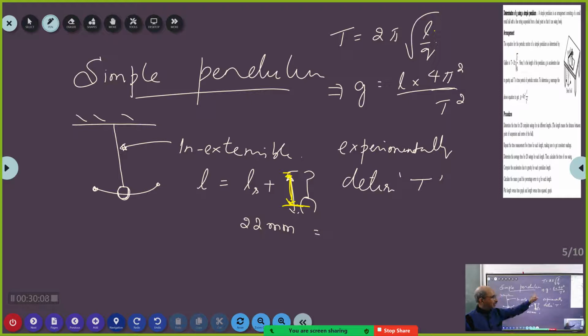In this experiment, you are going to determine the period, right? So what are you going to write here? You measured it as 22 millimeters, but you should write it in SI units, because this is in SI unit seconds. You are going to get g in SI units, and this also should be in SI units.